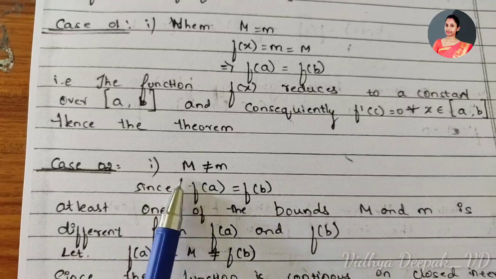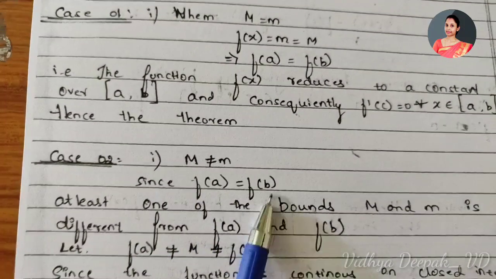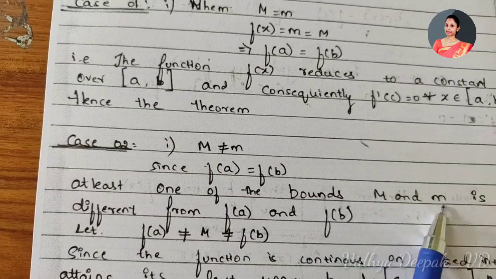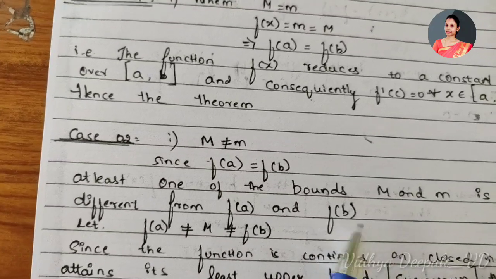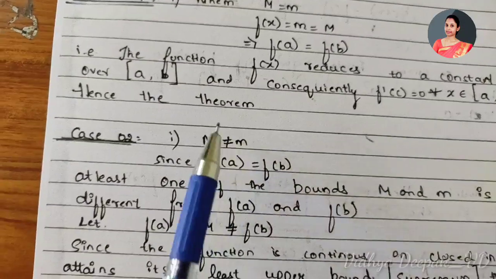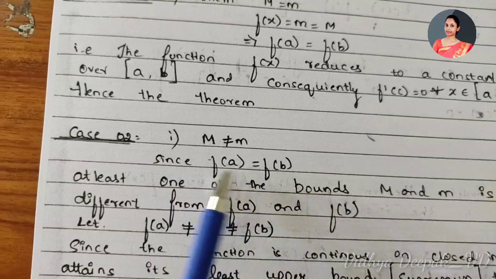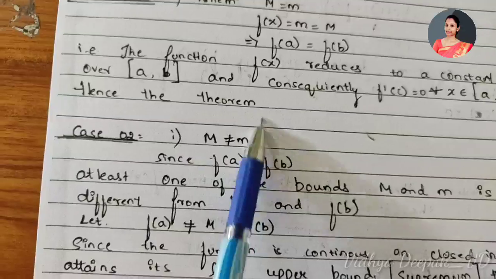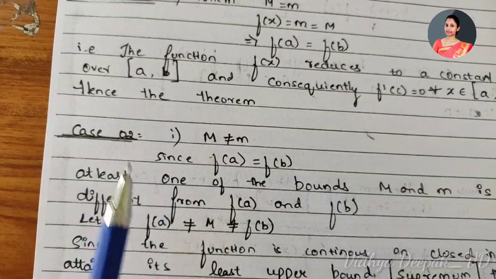When supremum is not equal to infimum, what happens? Since f of a is equal to f of b, at least one of the bounds of m, that is supremum and infimum, is different from f of a and f of b. Yes, since m, that is supremum, is not equal to infimum, there is one value of these bounds which is not satisfying, and that gives the conclusion that capital M is not equal to small m.